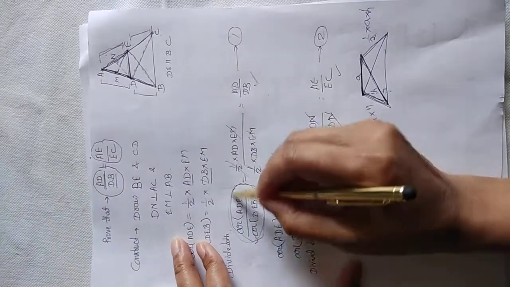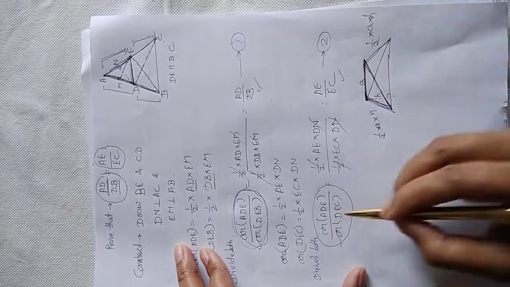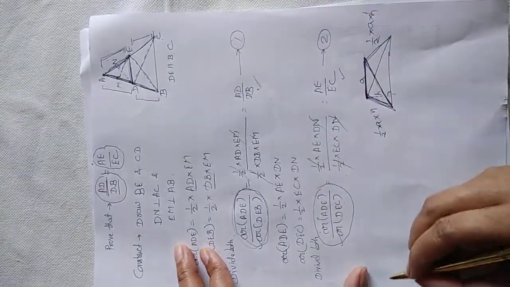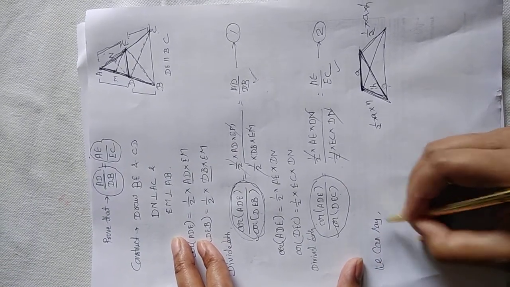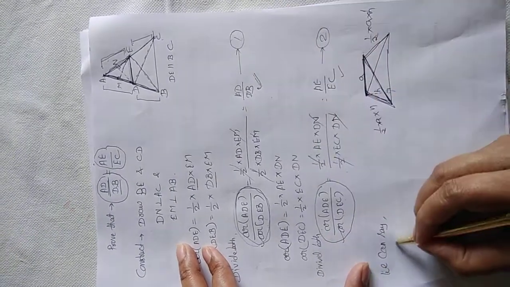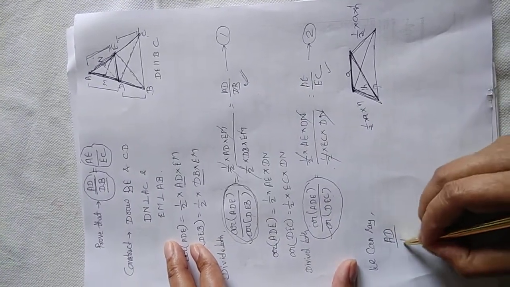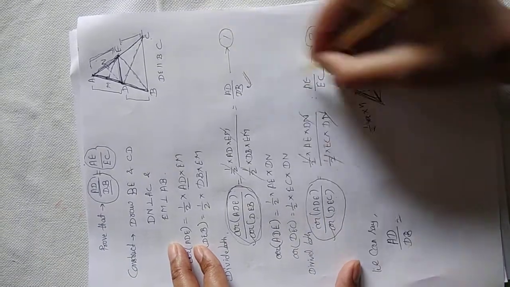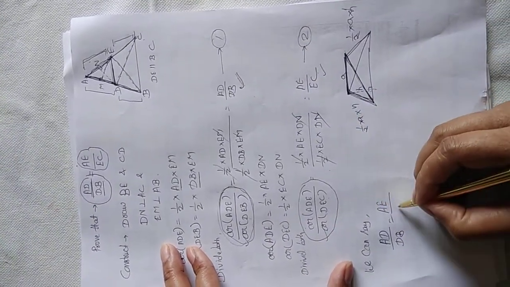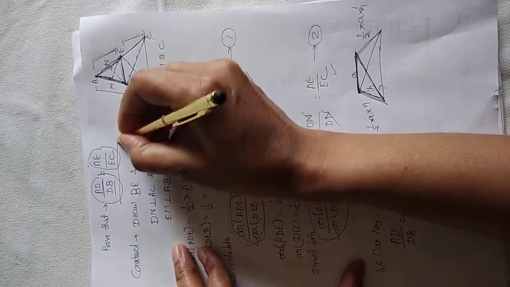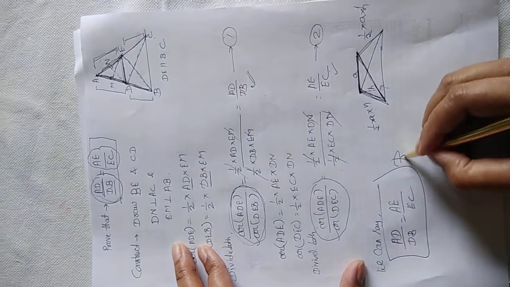That means the LHS of equation 1 equals the LHS of equation 2. That means we can say the RHS of equation 1, that means AD by DB, equals the RHS of equation 2, that means AE by EC. That only we have to prove. Correct? So this is proved.